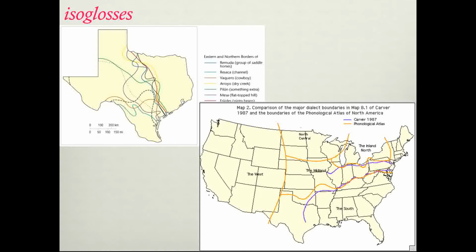What we do then with these borders, which we call isoglosses, the isogloss being the border between the use of two words, is put a bunch of them together and create a bundle of isoglosses. Therefore, we can create a general sense of where one dialect ends and another dialect begins.